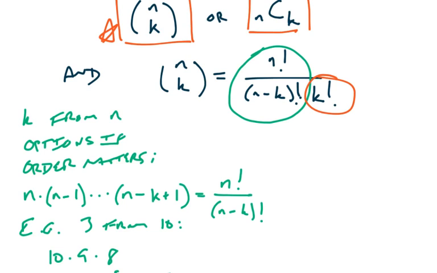And again, it could be written as this nCk notation too. It means exactly the same thing. And you read it as n choose k. That's the way you read that notation. And it means the number of ways of choosing k things from n options if the order does not matter. All right, so next let's do some examples.